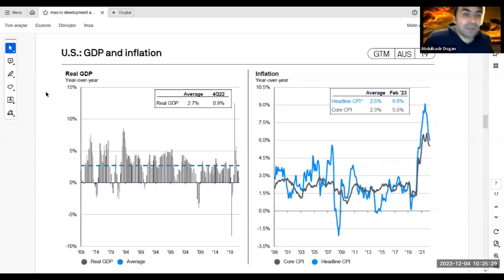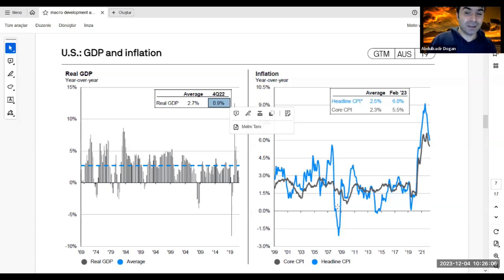And as you see here, I have the real market indicators for the United States, gross domestic product, GDP, and inflation. This is approximately a 60-year time series of the real GDP of the United States, which grew on average 2.7% each year during these 60 years. Currently, it is just around 0.9 at the end of the fourth quarter of 2022.